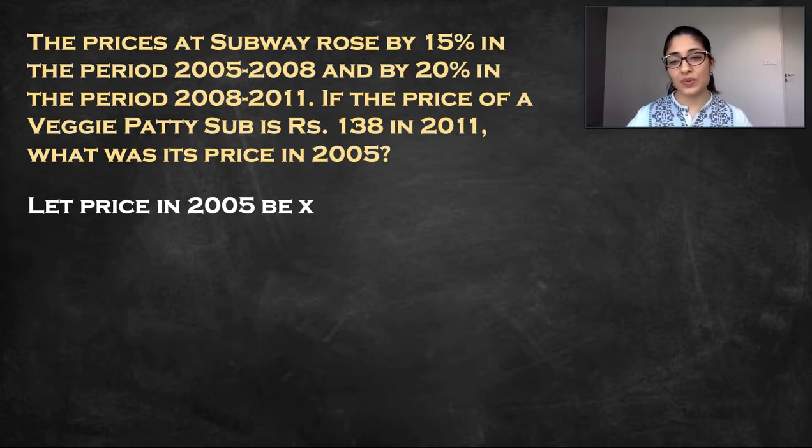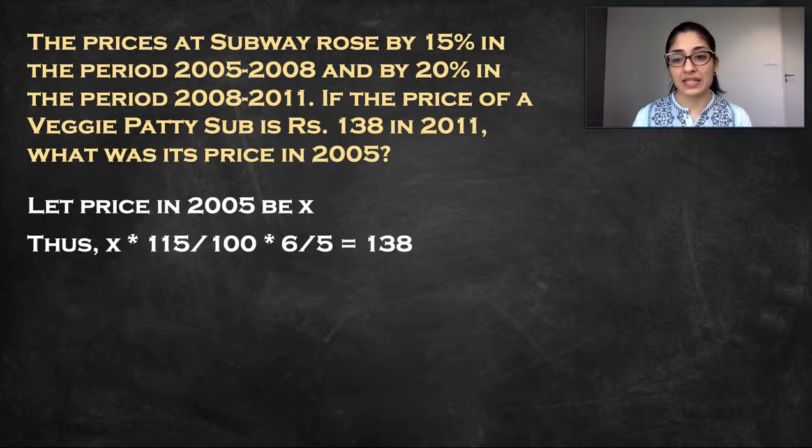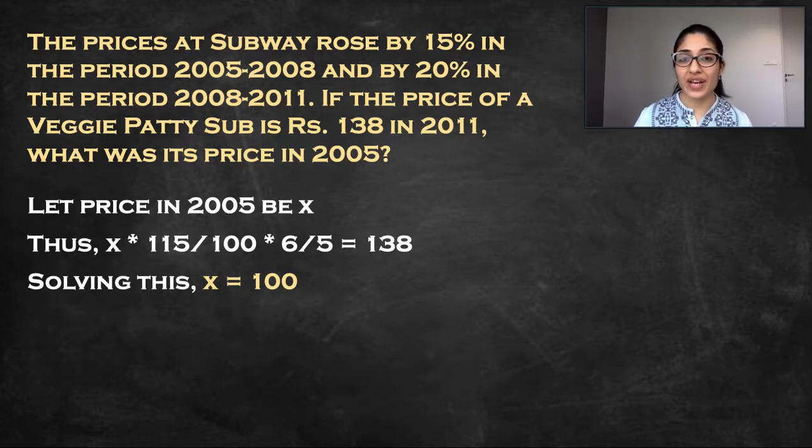So let's see over here. If I consider the price in 2005 as X, my equation would be X into 115 upon 100 because of 15% increase, into 6 by 5 because of 20% increase again, results into 138. Similarly, with cross multiplication and cancellation, we get our value of X as 100.